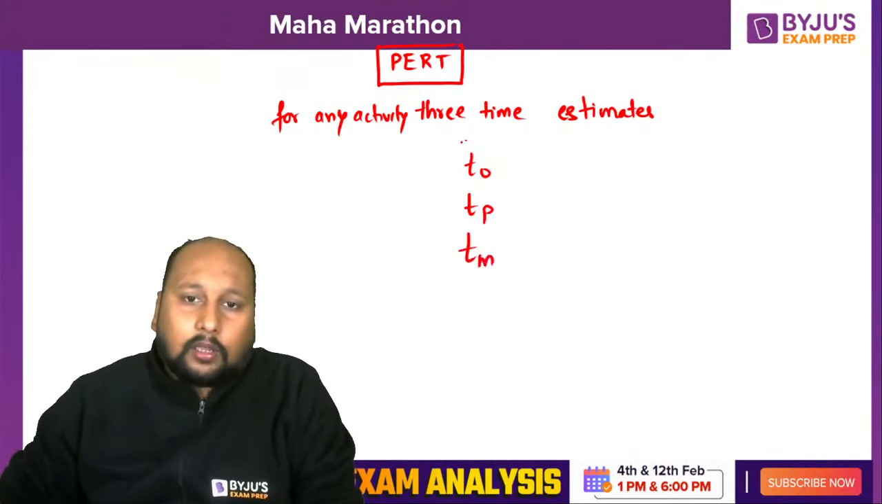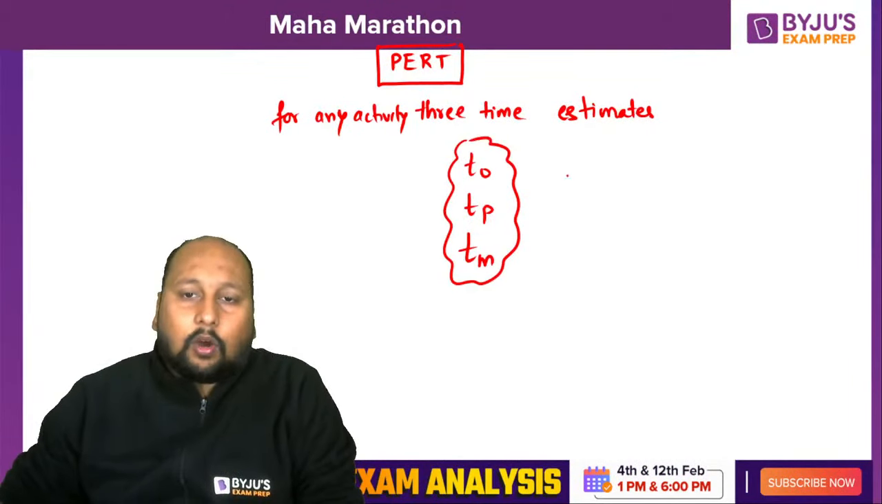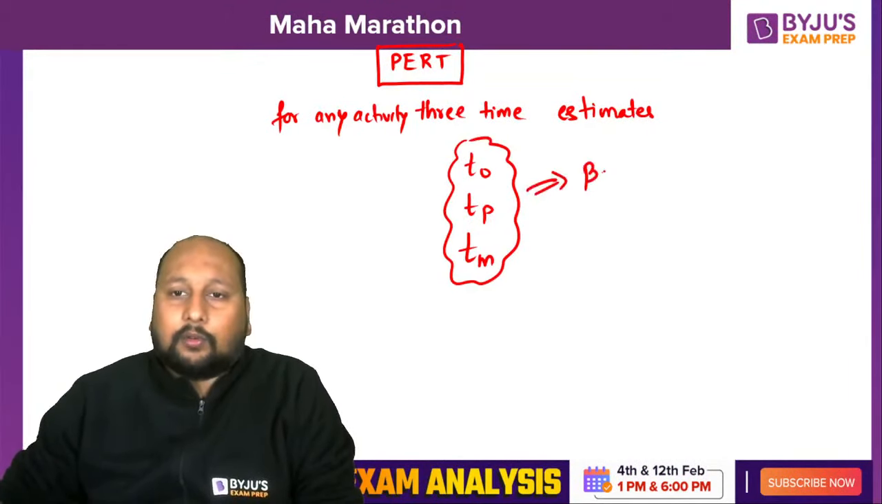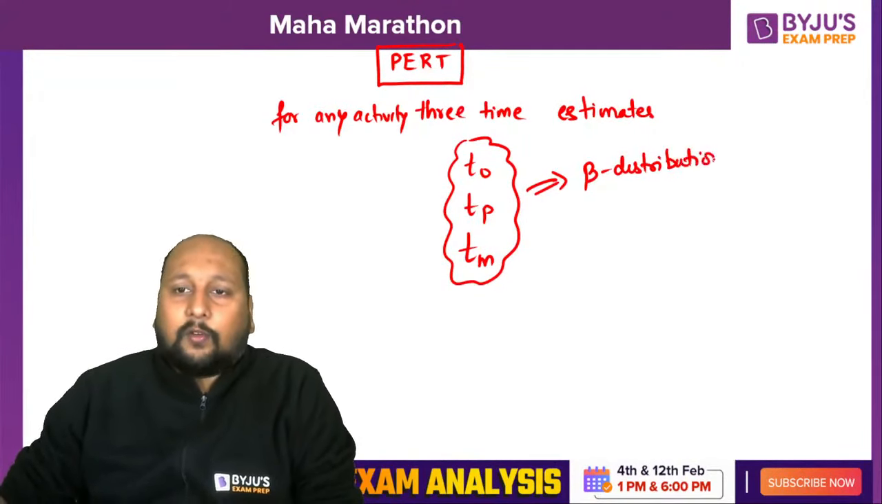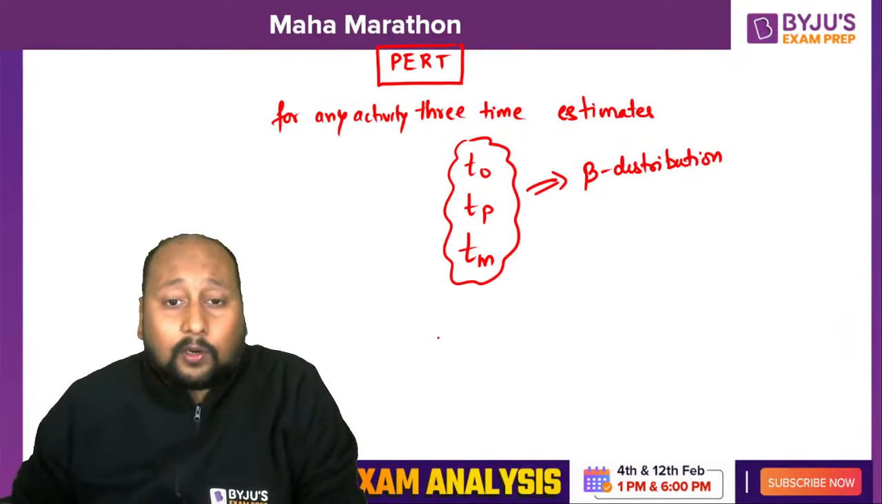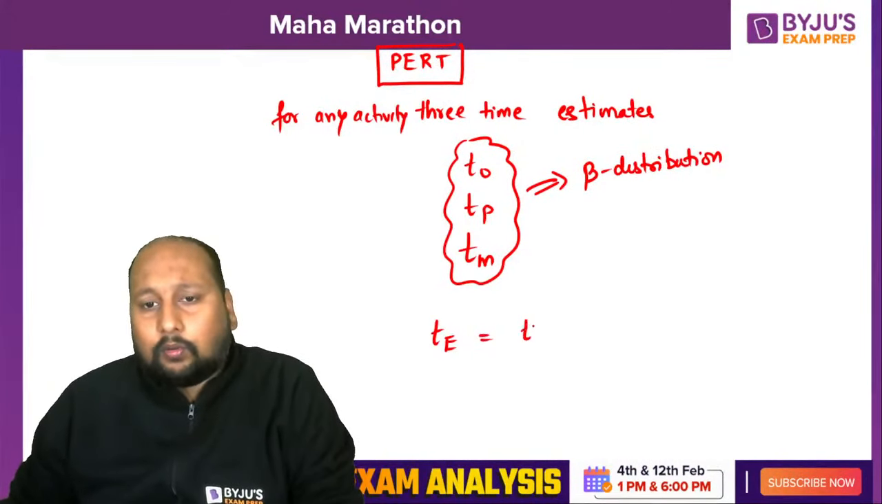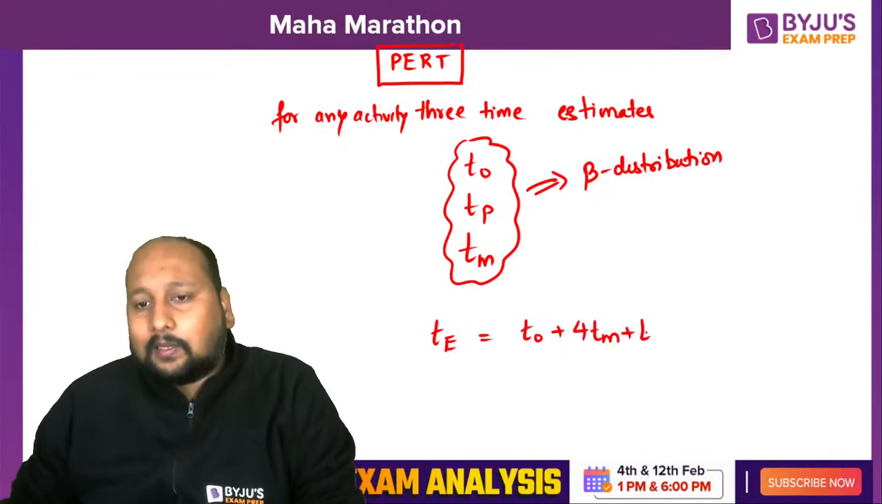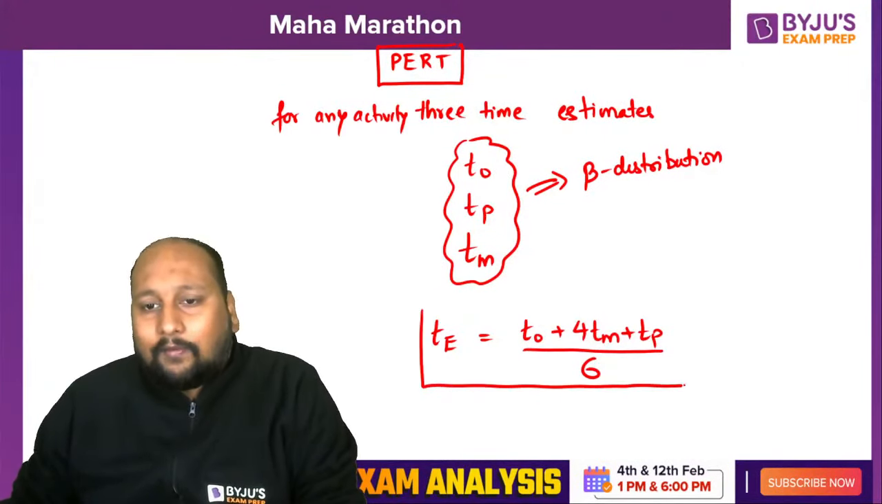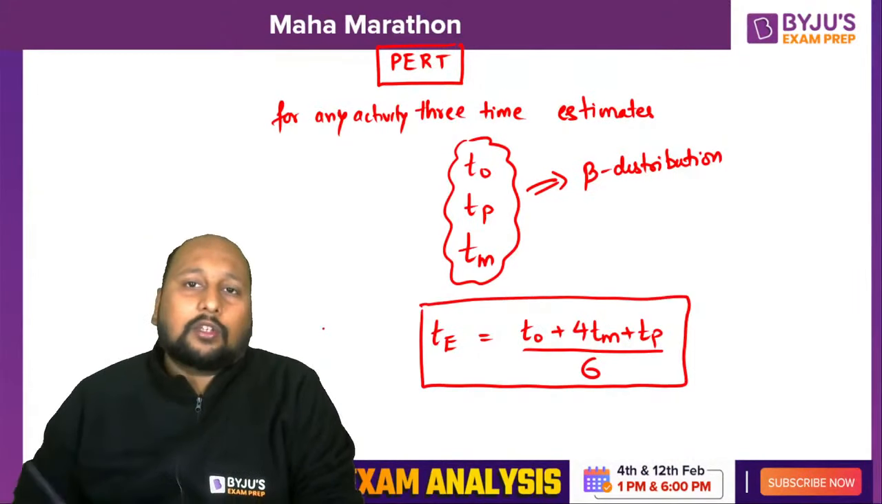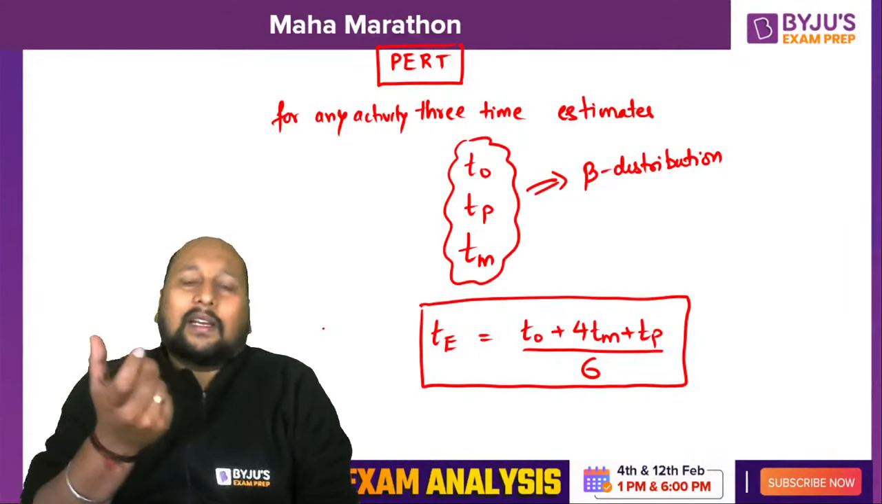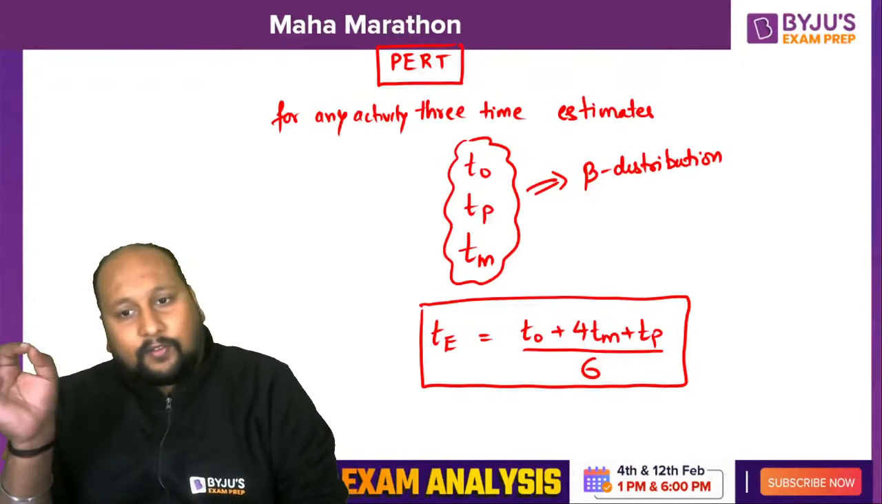And we know that all these time estimates always follow a beta distribution, right? So if it is following a beta distribution, and I want to calculate the expected time of completion for an activity, that will be equal to the optimistic time plus 4 times the most likely plus the pessimistic time, divided by 6. Because here, for every activity, we do not have an exact completion time, right?